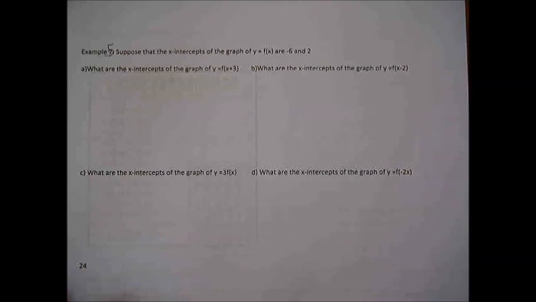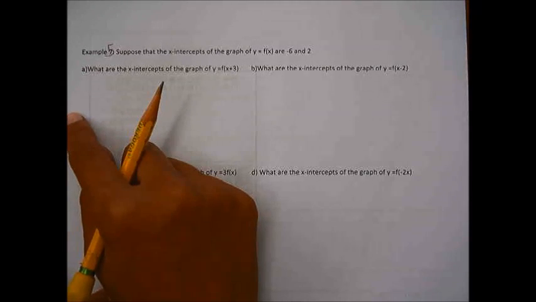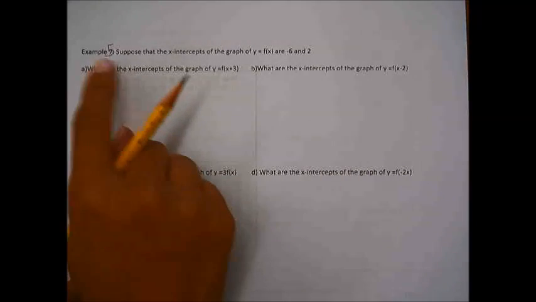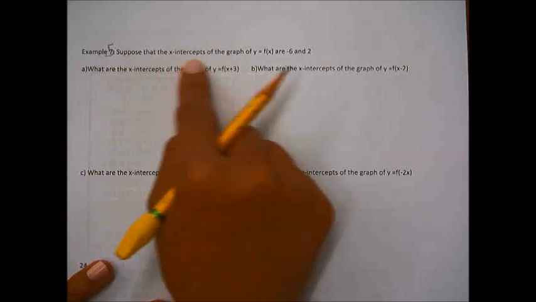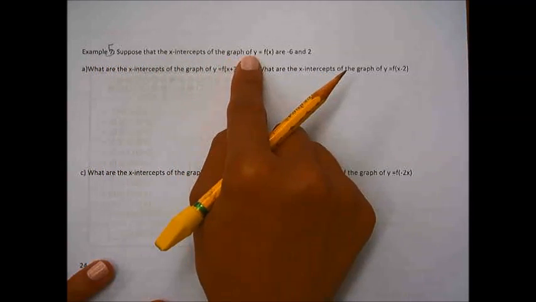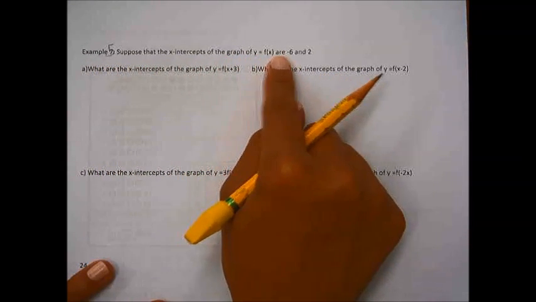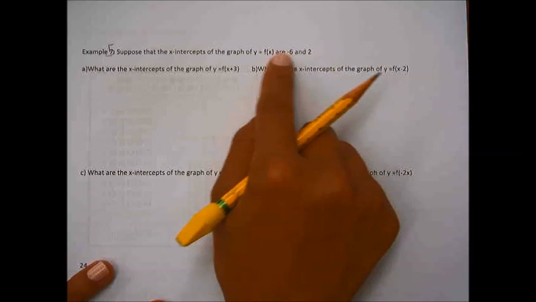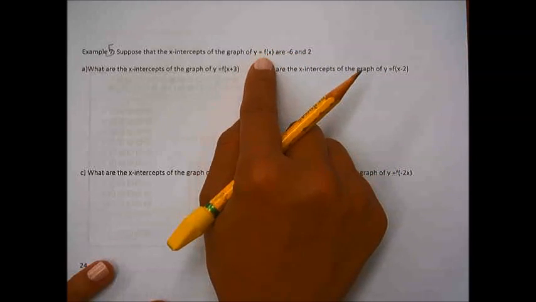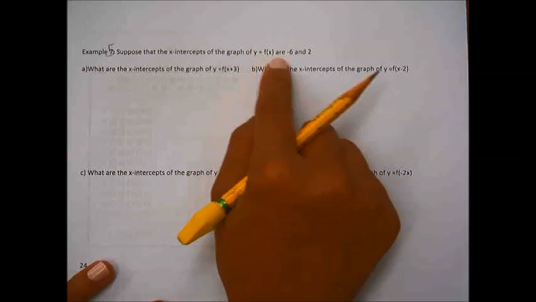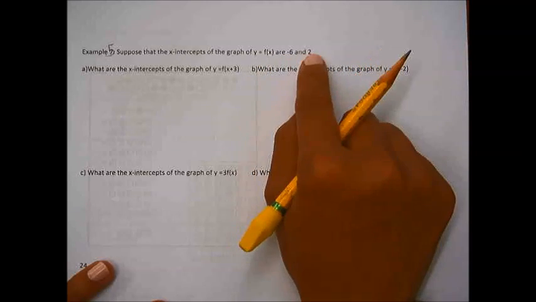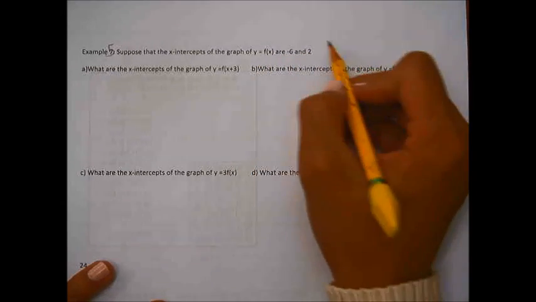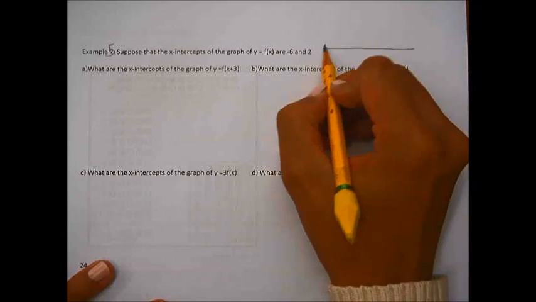Okay, so now that you have completed the check for understanding in example 4 or example 5, which was formerly known as example 7. Suppose that x-intercepts of the graph y equals f of x are -6 and 2. So keep in mind, I don't know what f of x is. It can be any parent function that it wants to be. And all I know right now, they have two x-intercepts, -6 and 2. So what am I to do? Let's plot those out, right?